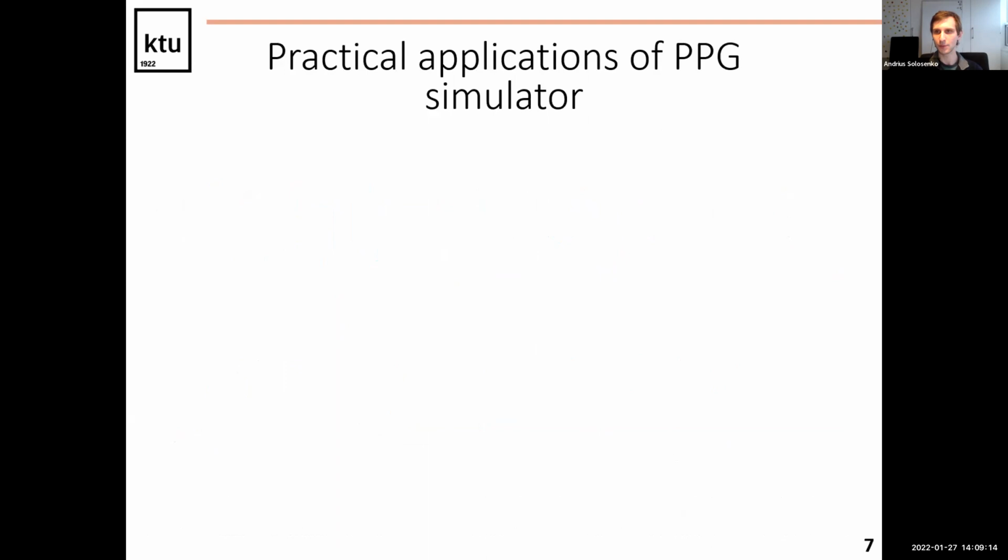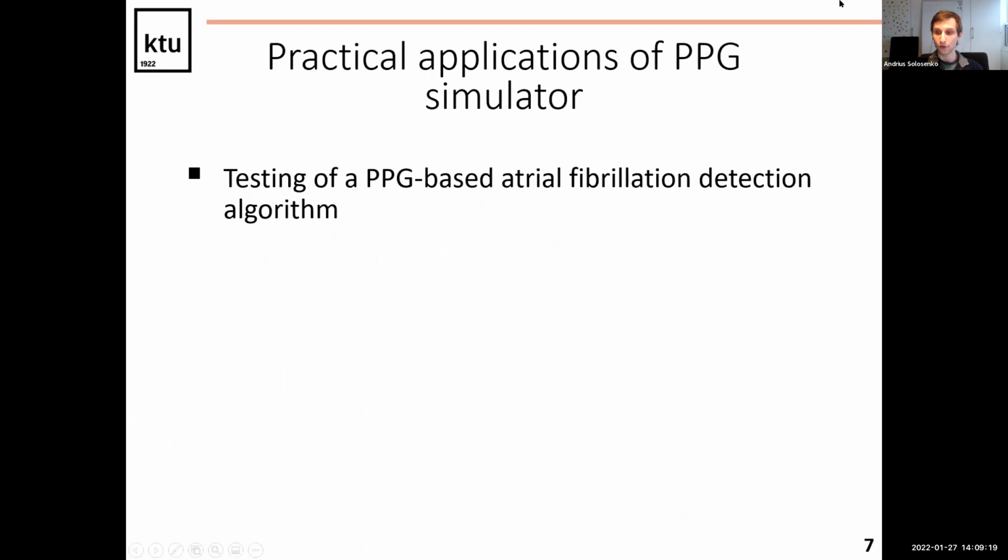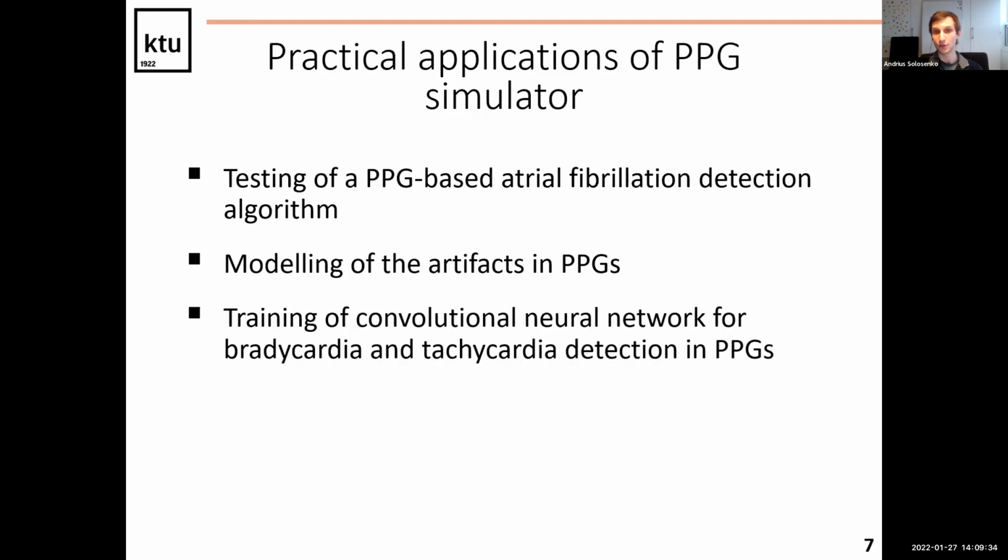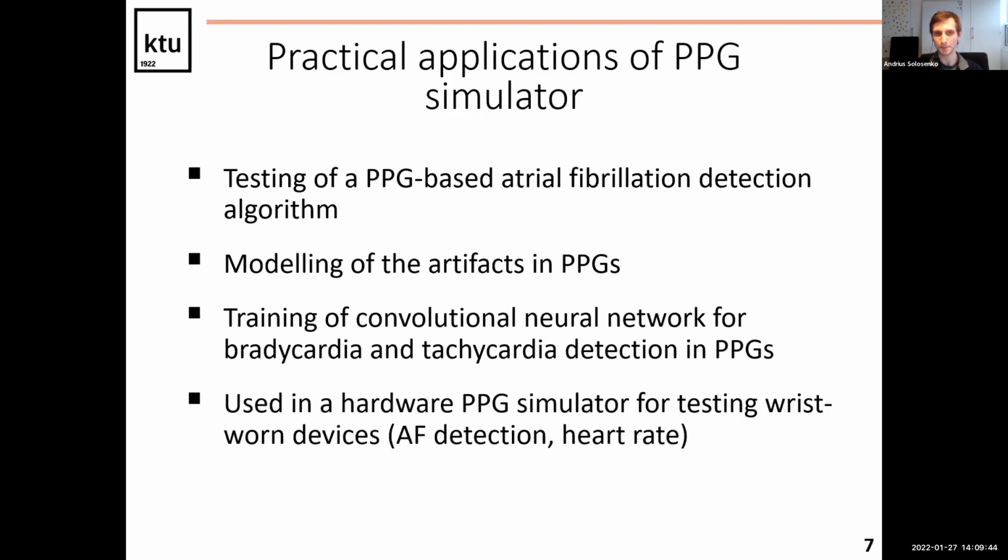And I'll talk a bit about the practical application of that simulator. So the first, of course, was the testing of the PPG-based atrial fibrillation detection algorithm. Then it was used in modeling of artifacts in PPG signal. The more recent study was to use that model to train the convolutional neural networks for the detection of tachycardia and bradycardia. And we're also using that model in a hardware PPG simulator as well.